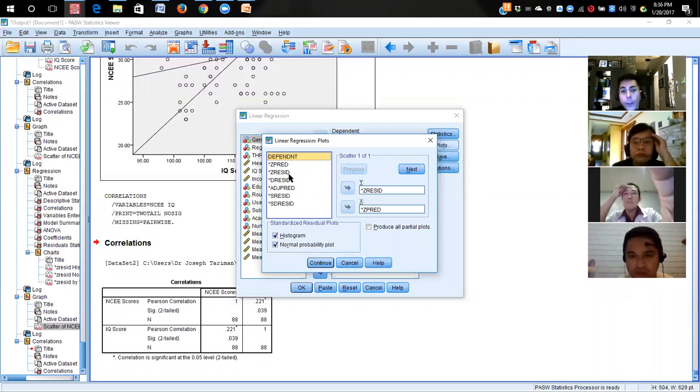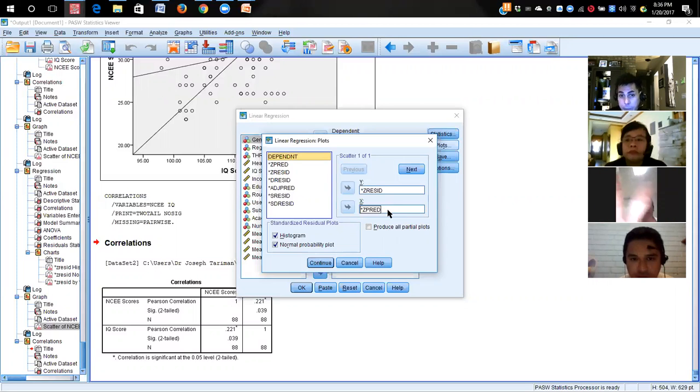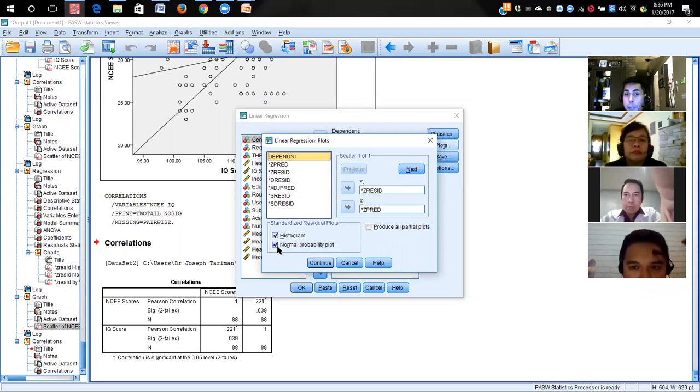So we're going to look at the Z predictive regression plots, and we'll put that in the X because that's our predictor variable, or our independent variable. And then we need to put the Z residual, which is the residual of our dependent variable, in the Y. Then you also need to check histogram, and you also need to check normal probability plot. And then we press continue.